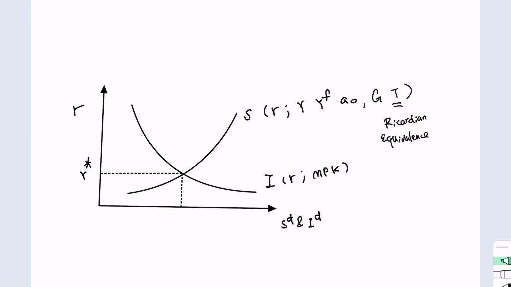So here, we complete the discussion related to the goods market equilibrium. And now we want to move on to talk about the labor market equilibrium.